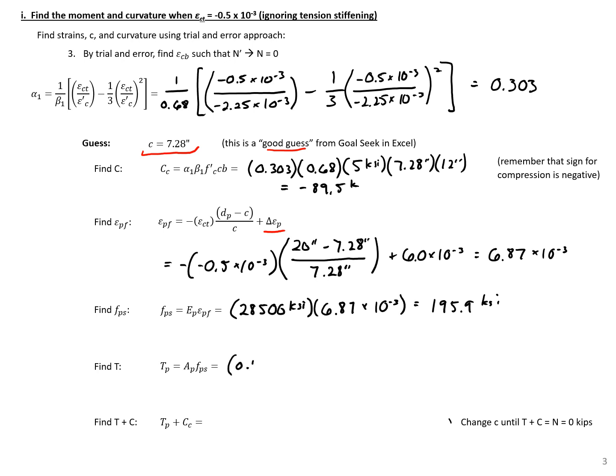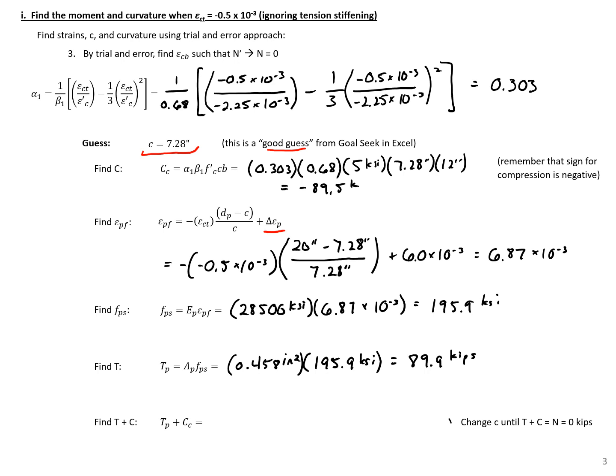To find our tension force then, we take this stress times our total pre-stressed area. So the total area of our pre-stressing strands is 0.458 square inches times the stress, 195.9 KSI, which gives us a value here of 89.9 kips.